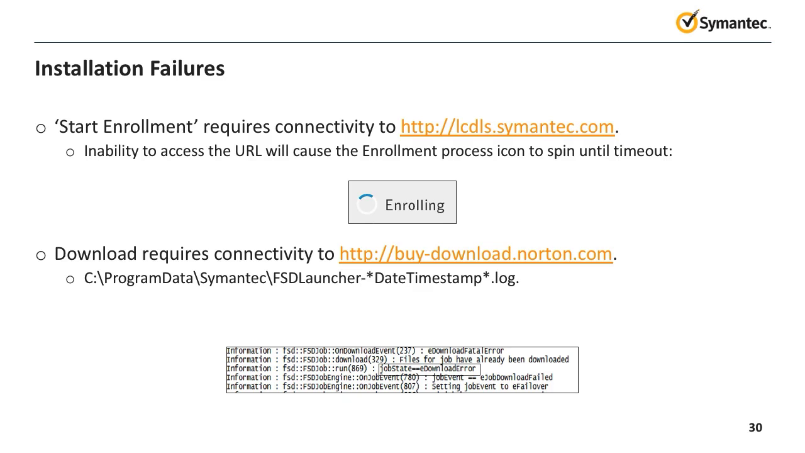Start Enrollment functionality requires connectivity to the Symantec.com URL noted. An inability to access the URL will cause the enrollment process icon to spin until timeout. Download also requires connectivity to the buy-download.norton.com URL. Errors in this connectivity will be written to a ProgramData, Symantec, FSD, Launcher, date timestamp.log file.